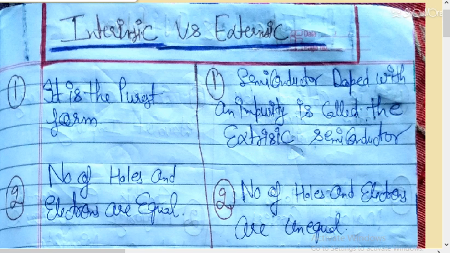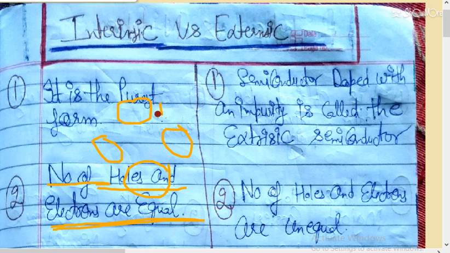The next point is that the number of holes is equal to the number of electrons. There are only covalent bonds there, so the number of electrons is equal to the number of holes.